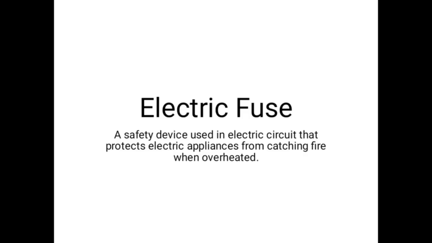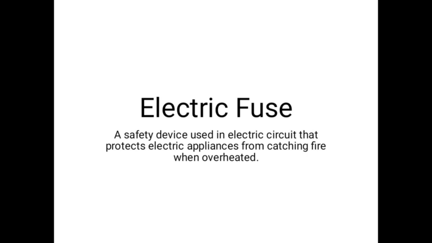Now the next topic is electric fuse. When a large amount of electric current flows through an electric circuit, the wires often get overheated, which may lead to fire. An electric fuse is a safety device used in electric circuits that protects electric appliances from catching fire when overheated. An electric fuse is usually made of an alloy of tin and lead that allows only a certain amount of current to pass through. As and when the amount of current passing through the wire increases, the wire melts down and breaks the circuit. This way, the devices in which the electric fuse is fitted are prevented from any damage.